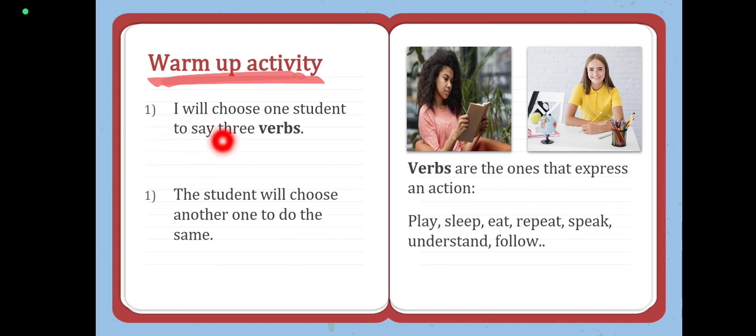So this is today's warm-up activity. I will choose one of you to say 3 verbs. And after that, the other student will choose another student to do the same. So I will choose Mayerlin. Are you there? Yes, teacher. Paint. Okay, that's great. Can you say 2 more? 3 verbs. Bright. Run. And run. That's great, Mayerlin.